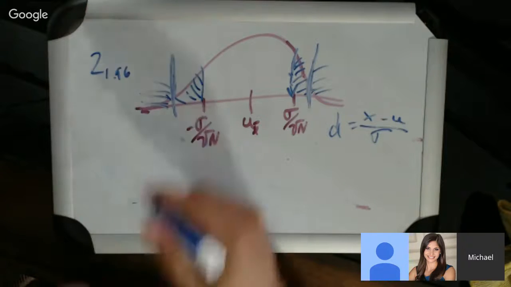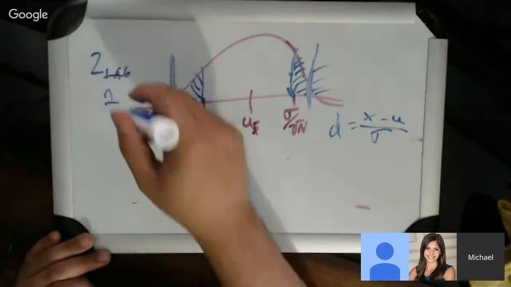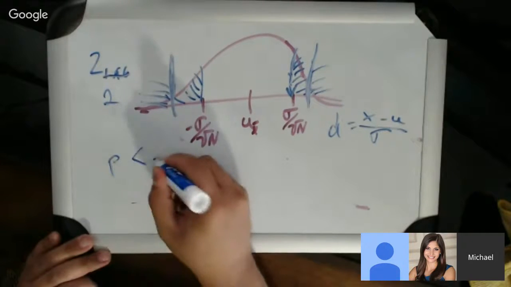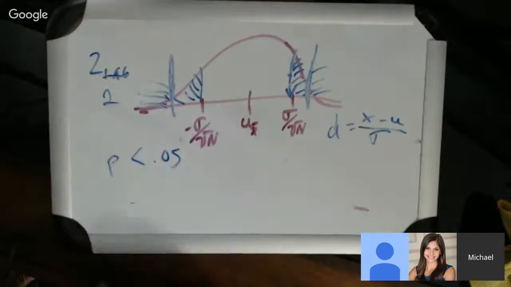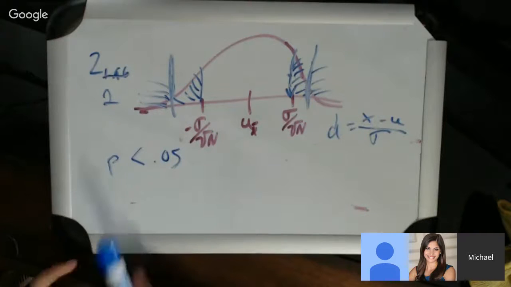So if you get a z of 2, then your p-value is less than 5%, right? Just because we know 1.96 is 5%, so this is something less than that.